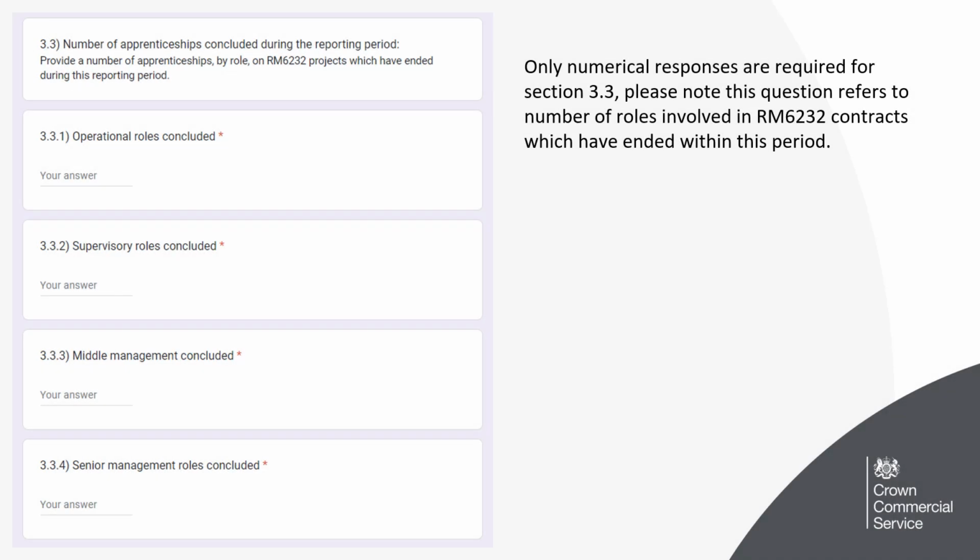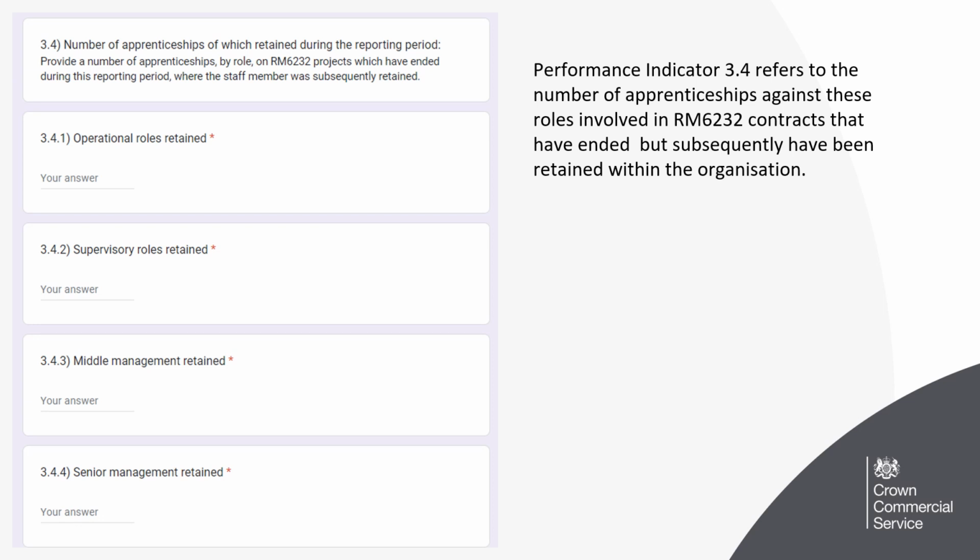Performance Indicator 3 continued. 3.3 refers to the number of roles involved in RM6232 contracts specifically, which have ended during this reporting period. Only a number is required for all of these questions. Performance Indicator 3.4 is asking for the number of apprenticeships by role on RM6232 contracts specifically, which have ended during this reporting period, but where the staff member was subsequently retained within the organisation.